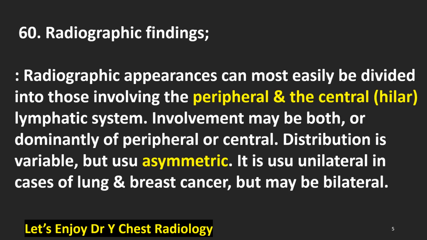Radiographic findings of lymphocytic carcinomatosis. Radiographic appearances can most easily be divided into those involving the peripheral and the central lymphatic system. Involvement may be both, or dominantly of peripheral or central. Distribution is variable but usually asymmetric. It is usually unilateral in cases of lung and breast cancer, but may be bilateral.